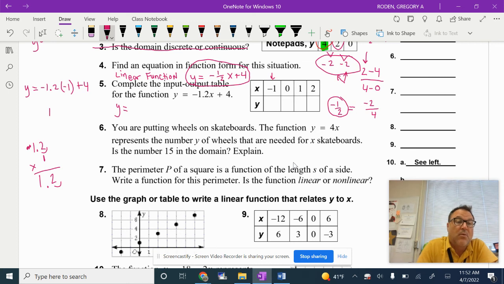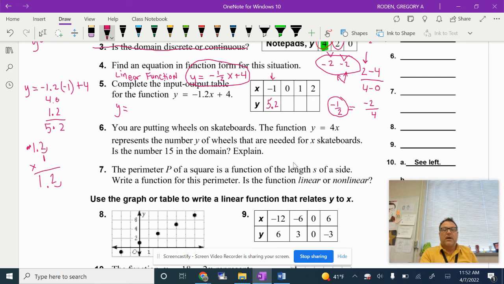So I have 1.2, but then I have to add 4 to that. So I'm going to add 4.0 to that. So when I add that, bring the decimal down, I get a 2. 4 plus 1 is 5. So I get a 5.2 to put in this box right here, 5.2.